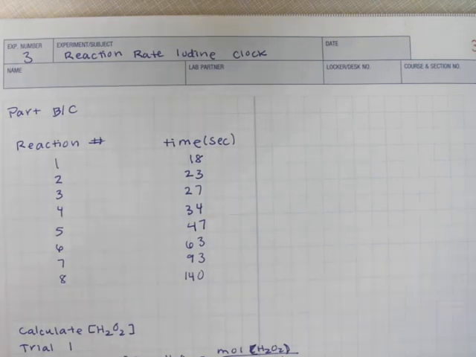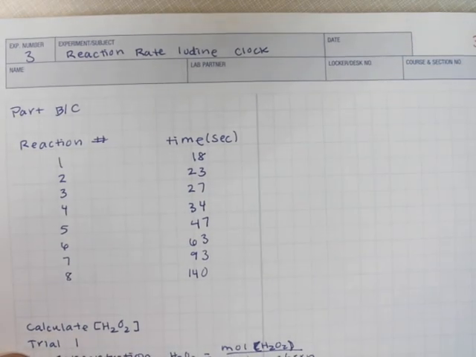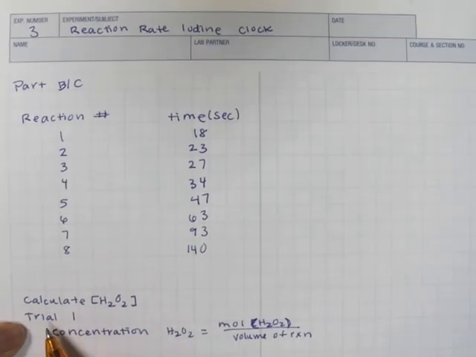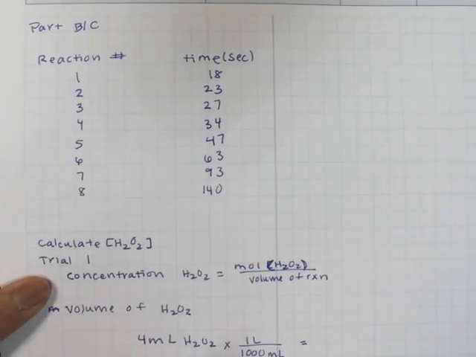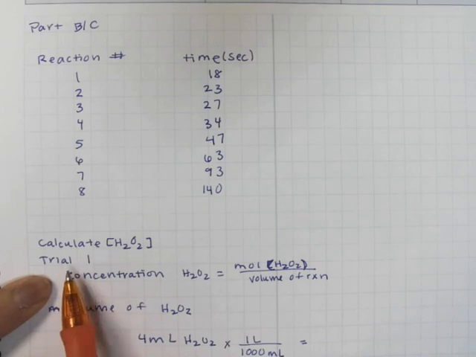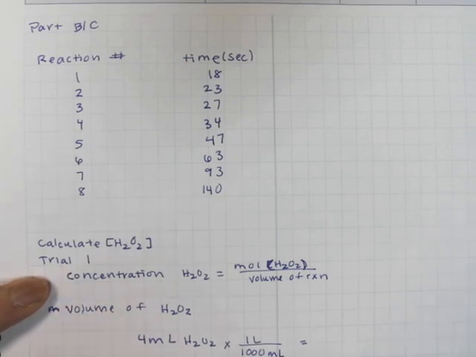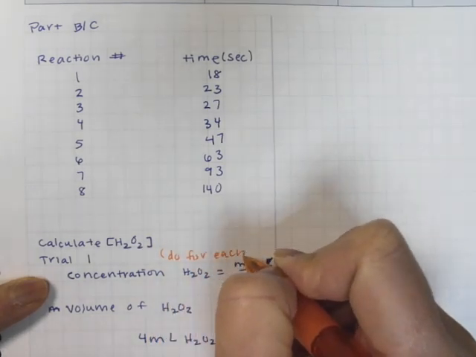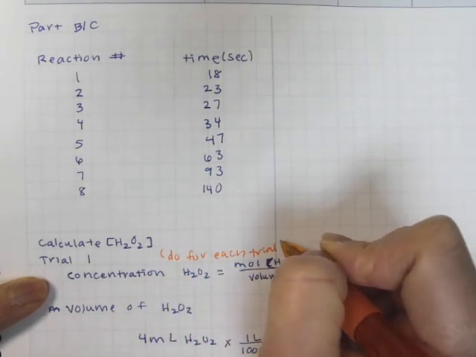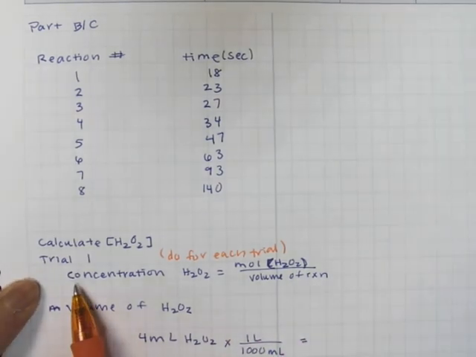Okay, so for calculating your concentration of H2O2, or hydrogen peroxide, for experiment 3, the reaction rate of iodine clock, the first thing, I'm just going to take trial 1, so you're going to have to do this. This is all of my data here in the times. The first thing you need to do is calculate the concentration of H2O2 for each trial, because you're changing the concentration for each of those trials. So this is just for one.